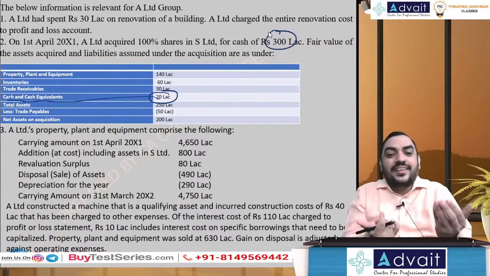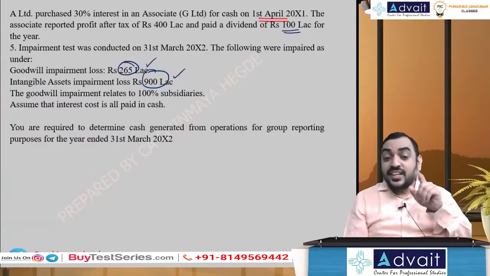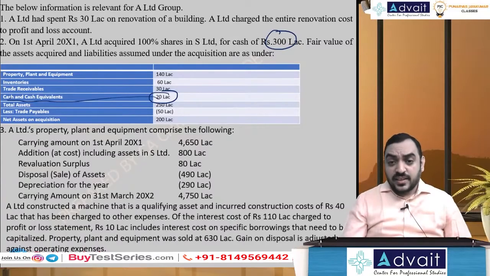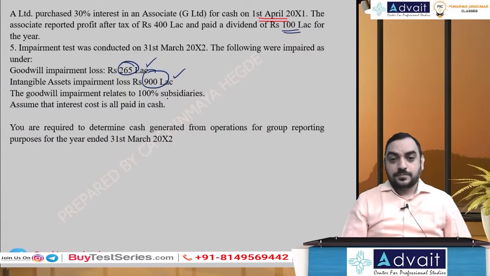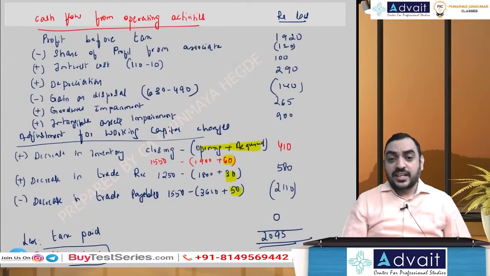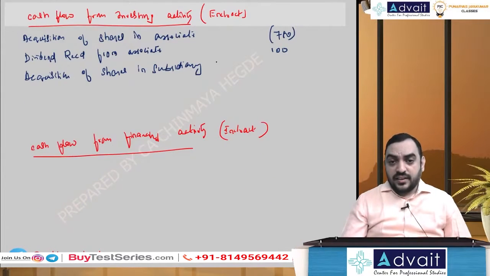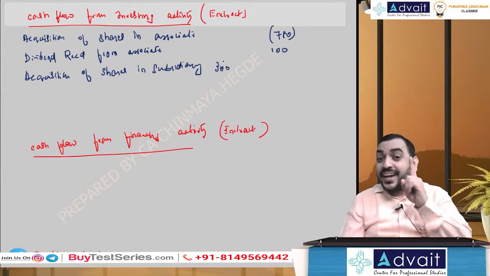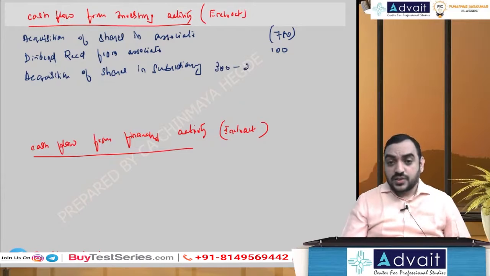You acquired cash, you paid cash. Therefore, you are writing net amount only, 300 minus 20. When you're writing cash flow from investing activity, you should write 300 is the purchase consideration paid in cash minus 20 cash acquired. You should write only 280.